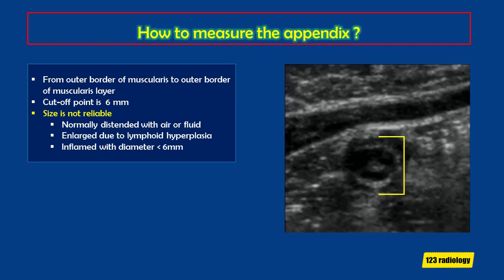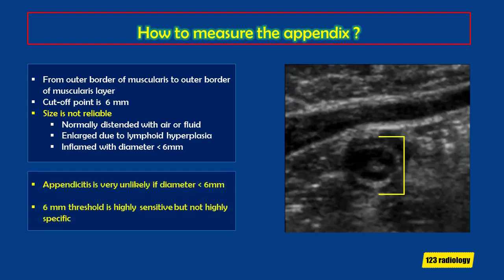Also in children, the appendix can be large due to lymphoid hyperplasia. The appendix may be small, less than 6 mm, but the surrounding tissues showing secondary signs of appendicitis. So appendicitis is very unlikely if the diameter is less than 6 mm. And the 6 mm threshold is highly sensitive, but not highly specific.